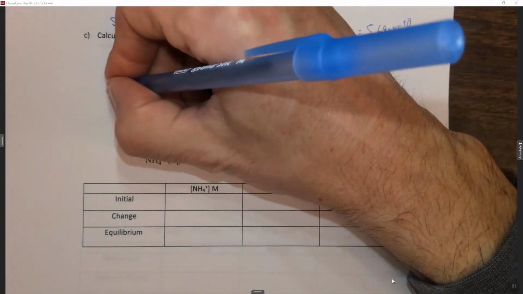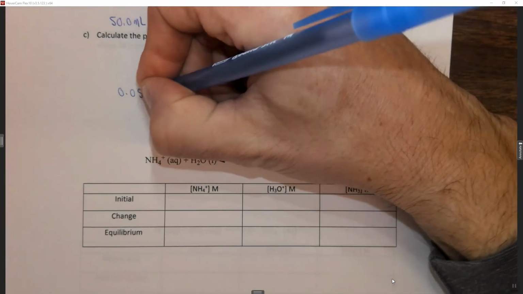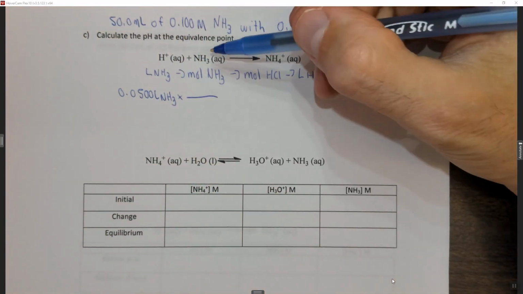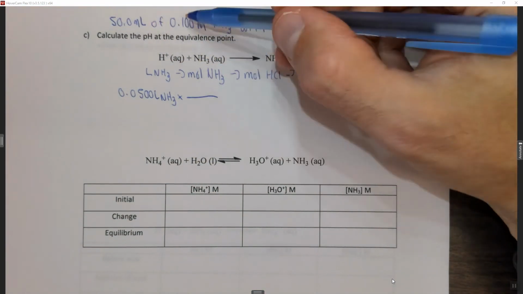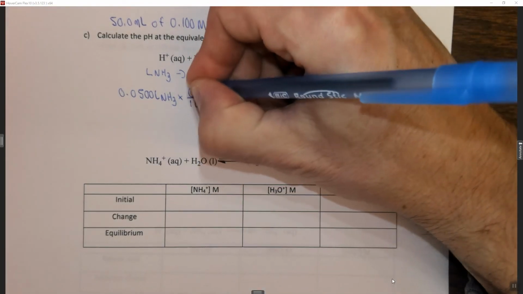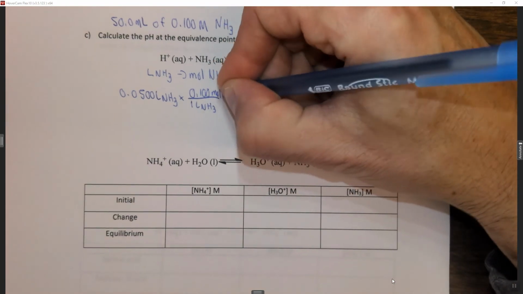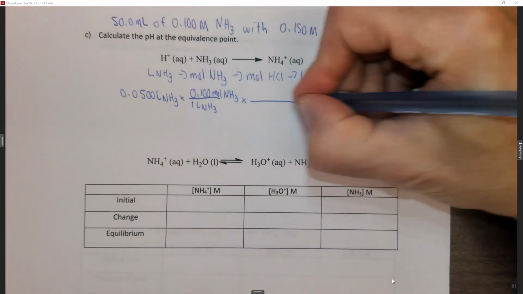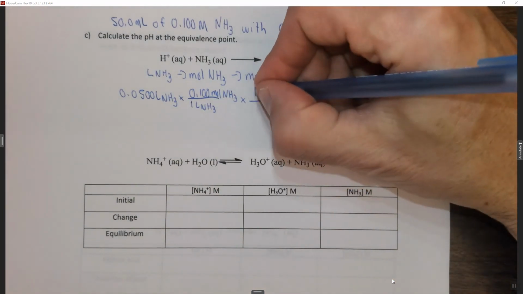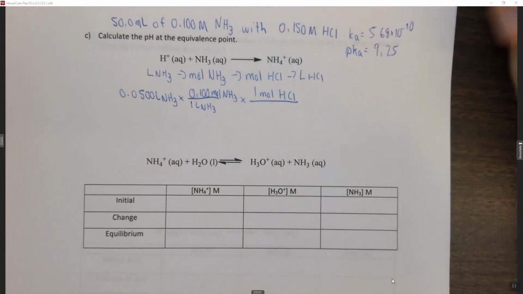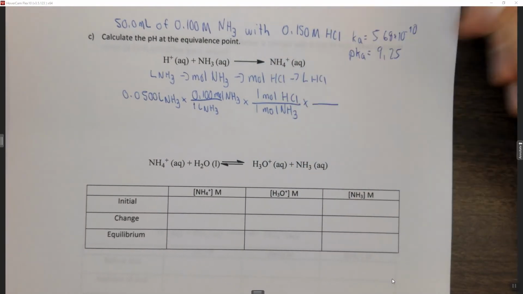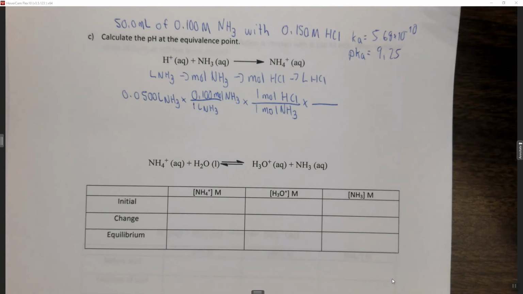Well, we know that we titrated 0.0500 liters of NH3 solution, and we know that we need to convert it to moles. Well, we know that it's 0.1 molar. So for every 1 liter of this NH3 solution, there's 0.100 moles of NH3. We know that the reaction is 1:1. For every 1 HCl, it reacts with 1 NH3. So for 1 mole of H plus or HCl, remember they're the same because it's a strong acid, it's 1 mole of NH3. We also know that the HCl is 0.150 molar.